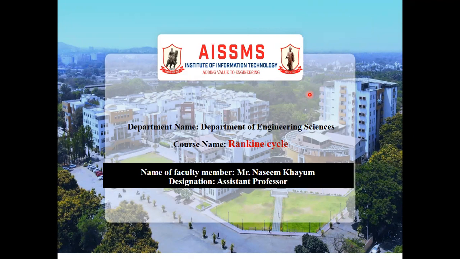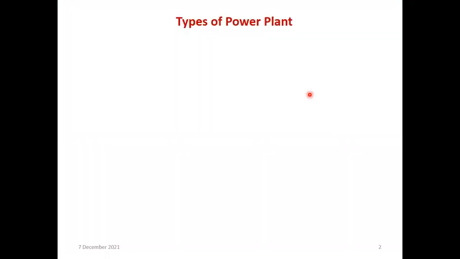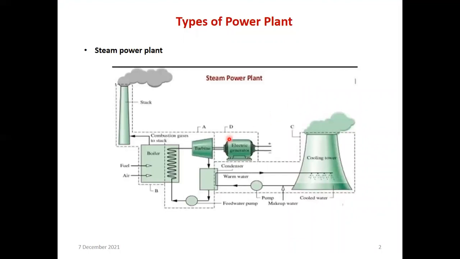So today we are going to discuss the Rankine cycle. Before going into the topic, we need to discuss the types of power plant. The first one is a steam power plant. Here we have four major parts: boiler, turbine, generator, condenser, and obviously a cooling tower. Basically, in any power plant we will have these major parts: boiler, turbine, generator, and condenser.